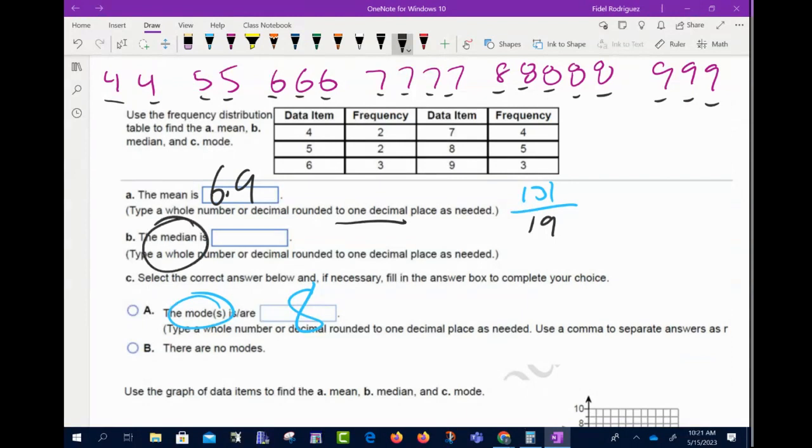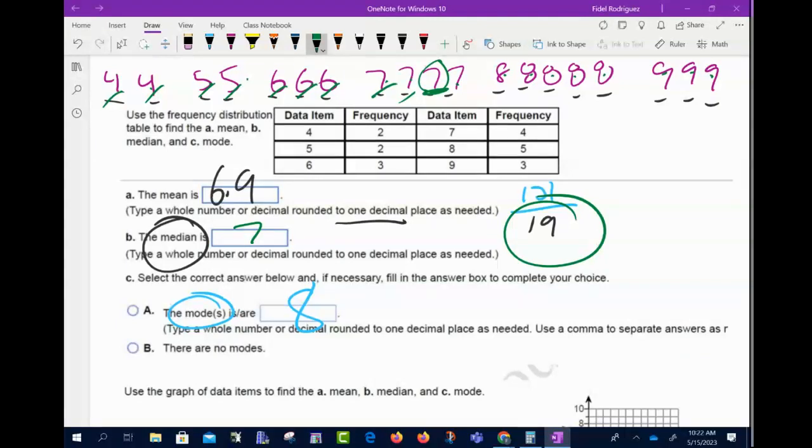Okay, now we want to find the median. So notice, y'all, we had a total of 19 numbers, right? We want to find the one in the middle. 1, 2, 3, 4, 5, 6, 7, 8. Isn't that going to be the middle number? Actually, it would be the other one, but it's still going to be a 7, because there should be 1, 2, 3, 4, 5, 6, 7, 8, 9. This guy is the one in the middle. There's our 7, and we could find our median that way.